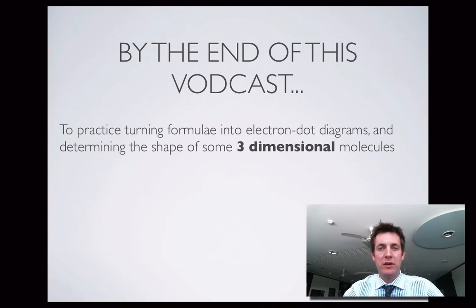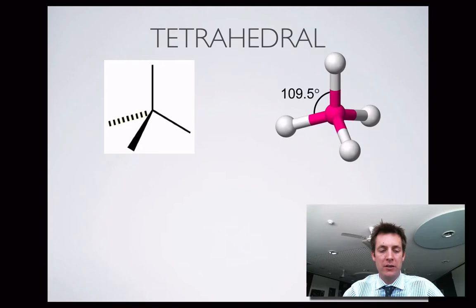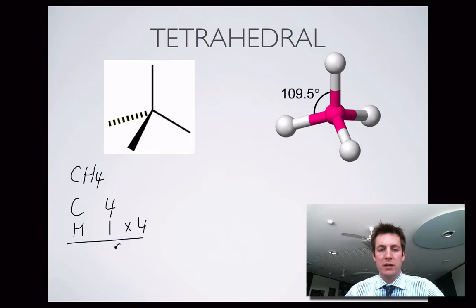So we'll be looking at all the three-dimensional shapes we looked at before in the first two films. Okay, so here's a tetrahedral geometry. We're going to look at an example of one of these. I'm going to use a nice simple example, CH4. We've got to draw the electron dot diagram first. Carbon is in group 4 and hydrogen is in group 1, and there's 4 of them. So that's 8 electrons or 4 pairs.